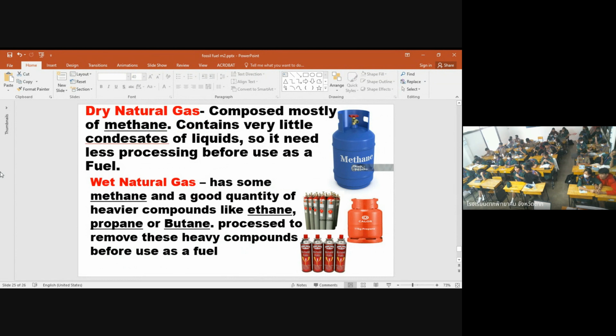So these are your compounds. This is a very good quantity of heavier compounds, so they will remove the heavy compounds before use as fuel. So these are the examples. Again, take a look at the picture. You have your methane, your propane, your ethane, and your butane. Again, wet natural gas has the heaviest compounds removed before use as fuels.